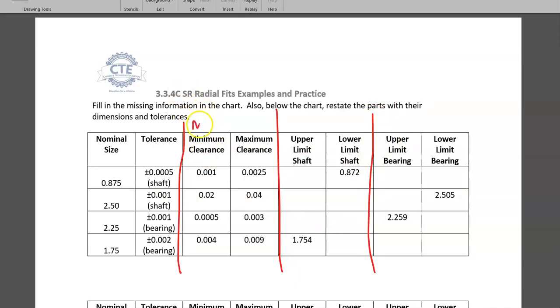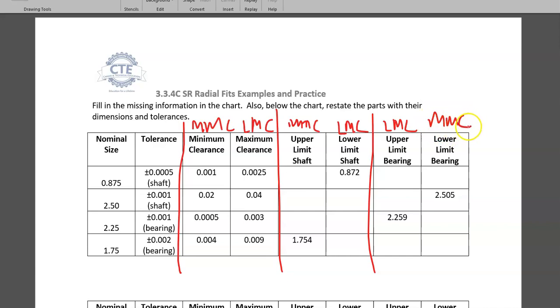Minimum clearance is always going to be MMC. Maximum clearance is going to be LMC. Upper limit shaft is MMC. Lower limit is LMC. Upper limit bearing LMC, lower limit bearing is MMC.